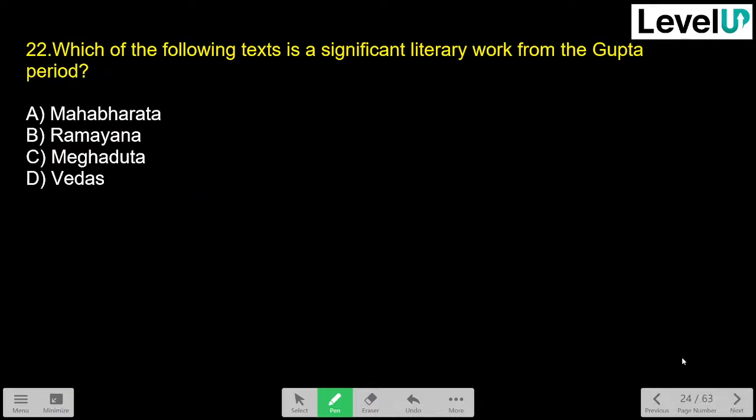which of the following texts is a significant literary work from the Gupta period? Which important literary work was framed during the Gupta period? The answer will be Meghdut. Meghdut by Kalidas.